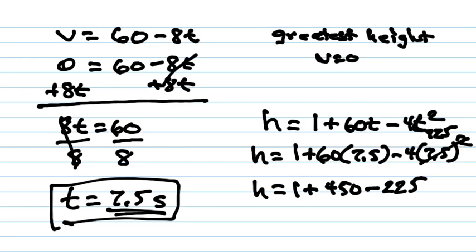All right. Excellent. Now all we need to do is just combine all of those. So 450 plus 1 is 451 minus 225 is 226. Okay. So what is the maximum height that it reached? 226 meters. Is that one question? Yes.